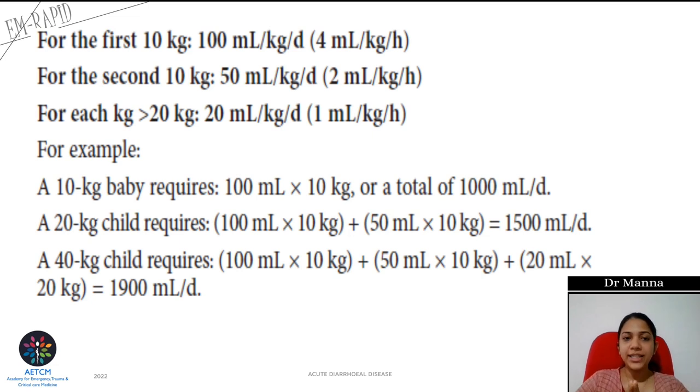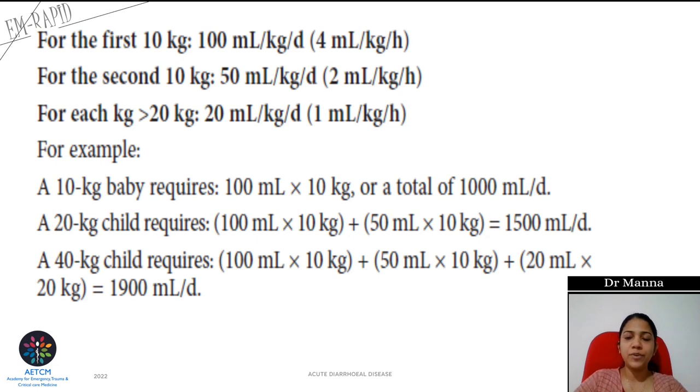If we have a child who is 30 kg, for the first 10 kg we will be giving 4 ml per kg per hour, for the next 10 kg we will be giving 2 ml per kg, and for the extra kgs more than 20 kg we will be giving 1 ml per kg. So for a 30 kg child, the first 10 kg is 4 ml per kg, so 40 ml; the next 10 kg is 2 ml per kg, so 20 ml; and the next 10 kg is 1 ml per kg, so 10. So the total will be 40 plus 20 plus 10 ml per hour infusion, which will be started as a maintenance fluid.